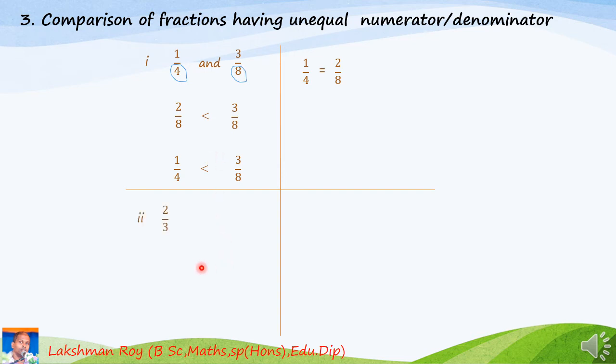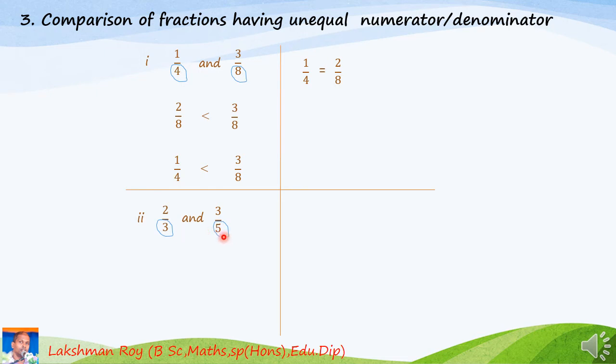See here, 2/3 and 3/5, right? So these are my two fractions, and I want to compare. Now you can see the denominators 3 and 5 are not equal, and the numerators 2 and 3 are not equal. Here the denominator is 3, and here the denominator is 5. Now I am going to make the denominators of both fractions equal.